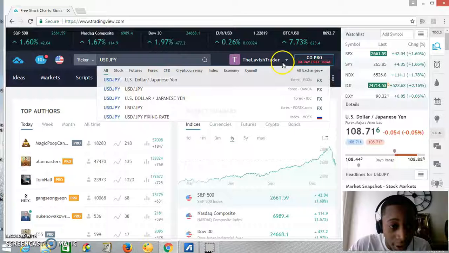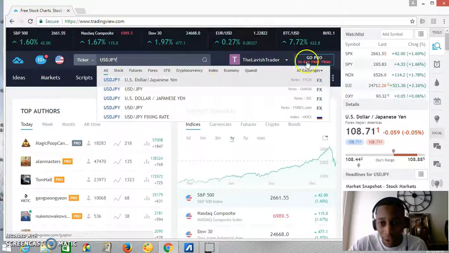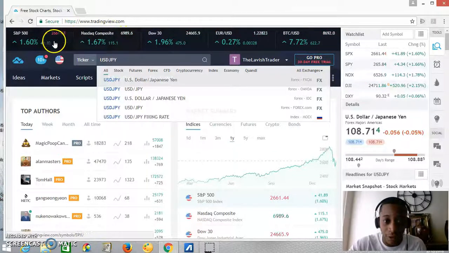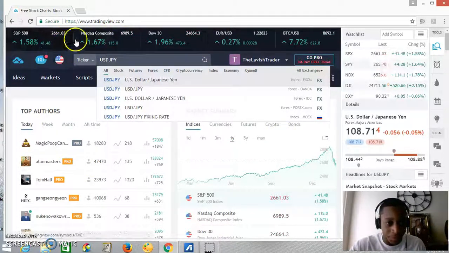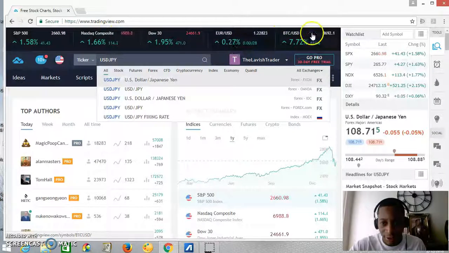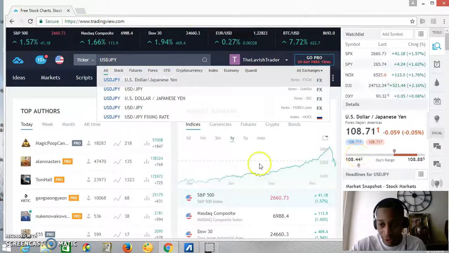Right now, this is the home page of TradingView. It's actually pretty cool because they have all currency pairs for forex and also for stocks and commodities, etc. These are some of them up here: Bitcoin USD, Euro USD. This is just some of the ones that they have on the home screen.